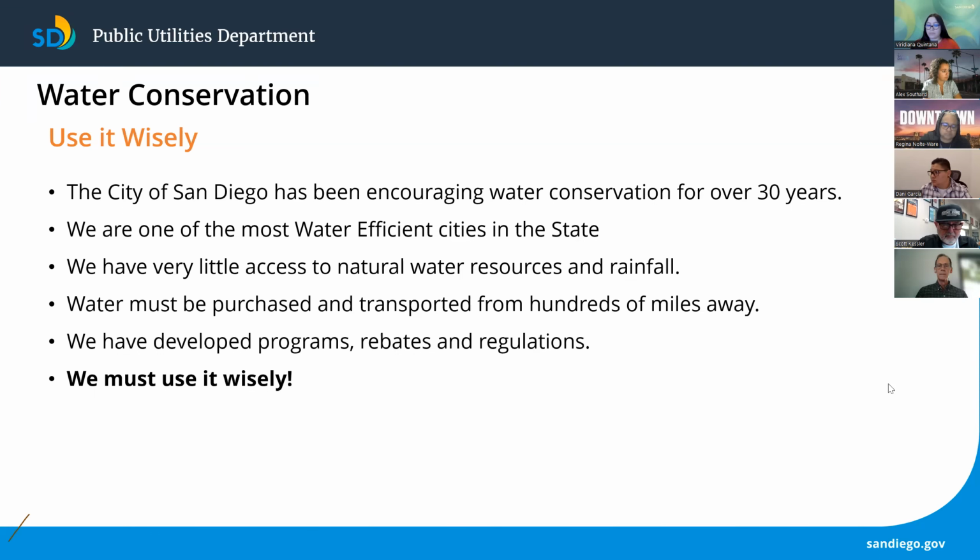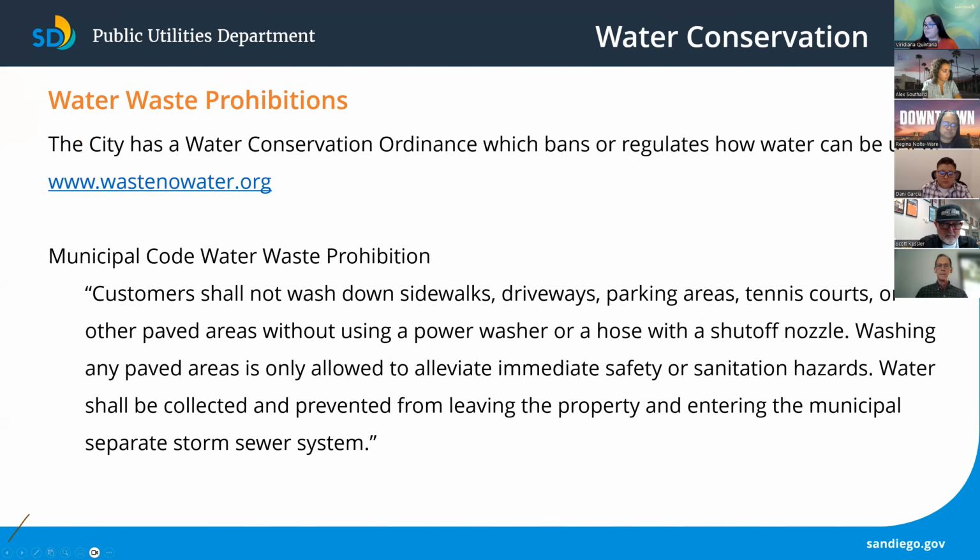Next page, please. The city has water waste prohibitions. The city has a water conservation ordinance, which bans or regulates how water can be used in certain situations. If you'd like to see more of that ordinance, you can go to wastenowater.org when you get this PowerPoint sent to you. Currently, one of the topics that we're talking about for washing pavement is regulated in the municipal code as part of our permanent water waste restrictions.